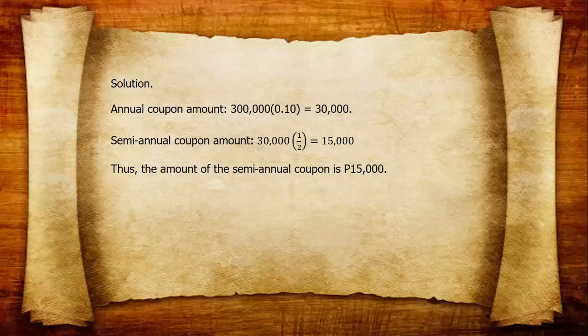After finding the annual coupon, we can then find the semi-annual coupon. Since it is semi-annual, it is half of the annual coupon. So you divide 30,000 pesos by 2 or multiply 30,000 pesos by 1/2. So 30,000 pesos times 1/2 is 15,000.